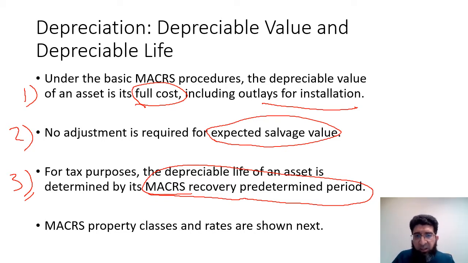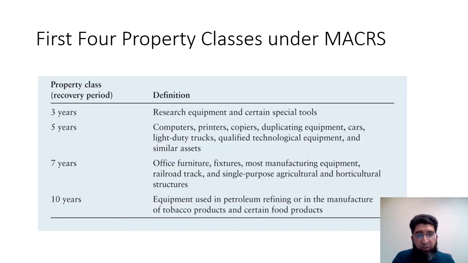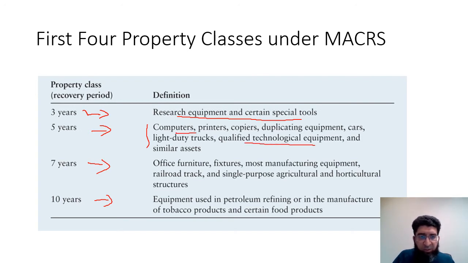MACRS property classes and rates are shown in the next slide. Only 4 categories have been discussed here. Property classes are those properties which fall in 3 years, those which fall in 5 years, 7 years, and then 10 years. You can see in 3 years there is mostly research equipment and certain special tools. With 5 years we have computers, qualified technological equipment, etc. And 7 years we have more fixed machines or bigger machines, for instance office furniture, fixtures, manufacturing equipment, railroad track, single purpose agriculture and horticulture structures, etc.